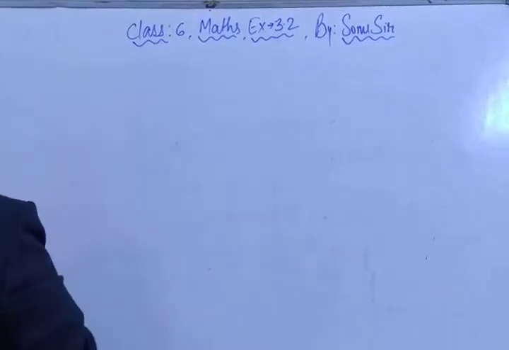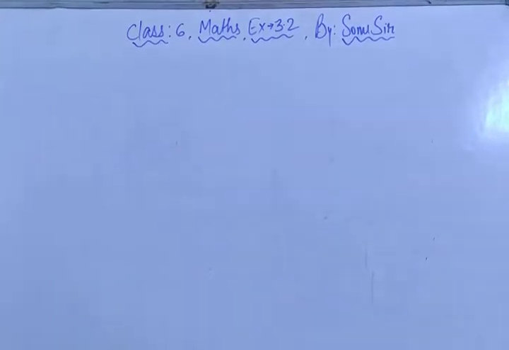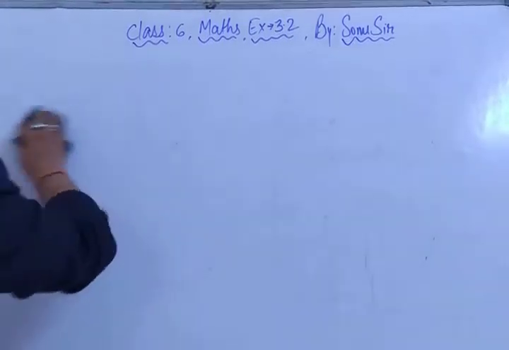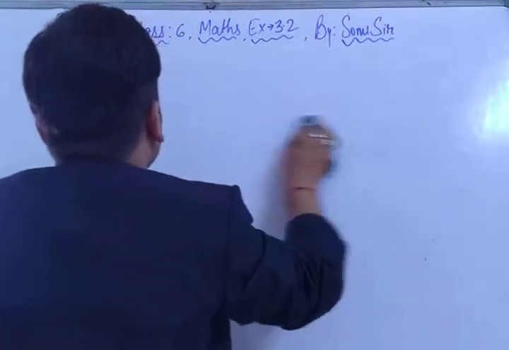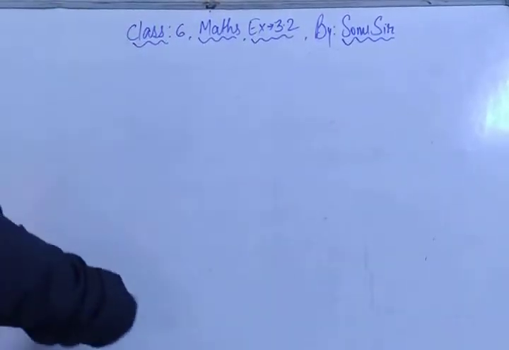So now you can come to question number 9. Question number 9 is: write 7 consecutive composite numbers. 7 consecutive composite numbers means 7 composite numbers continuously, which specially have no prime number between them.